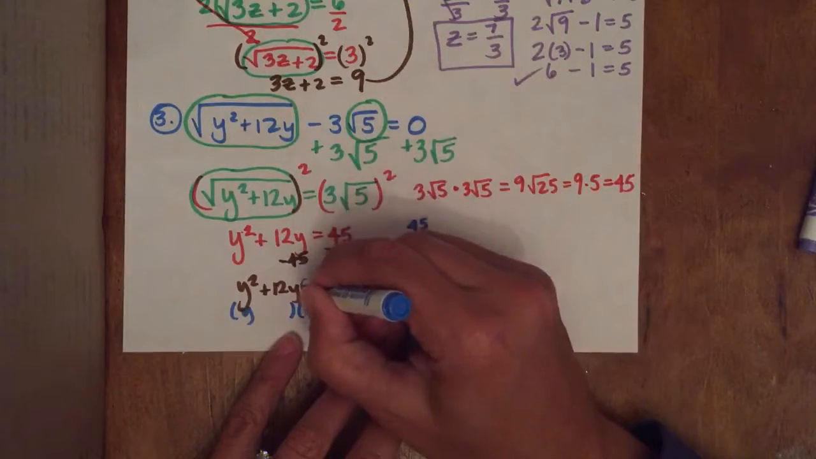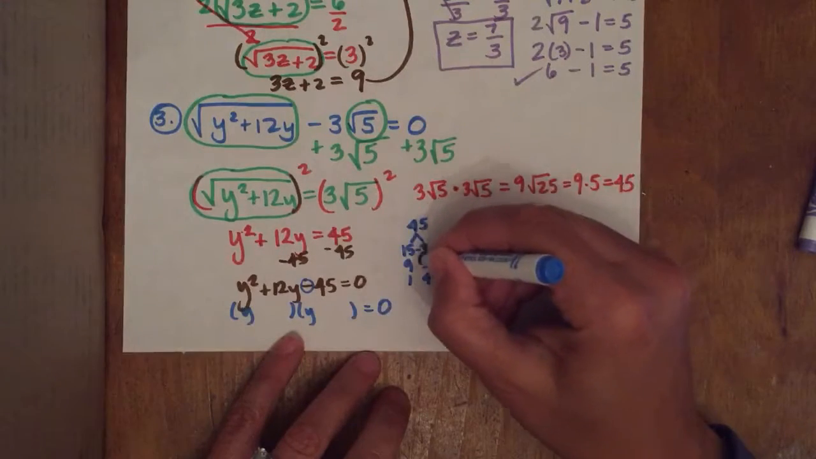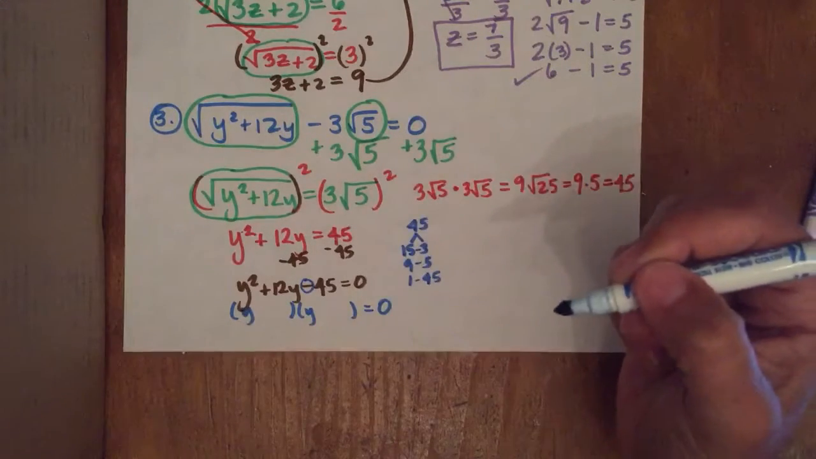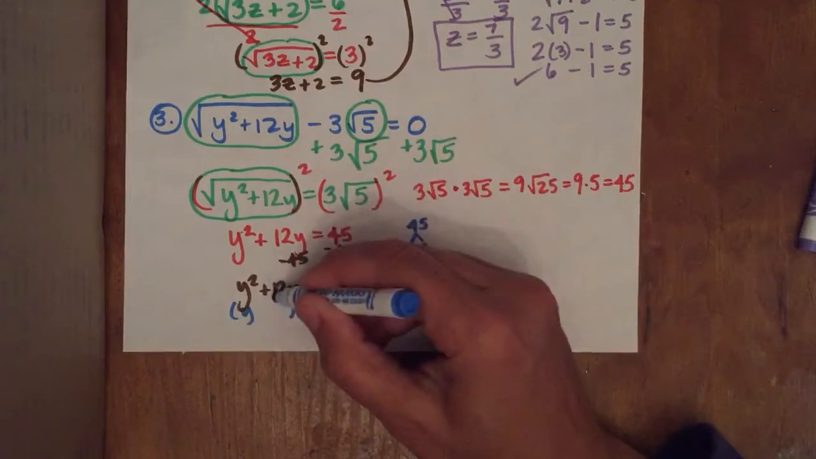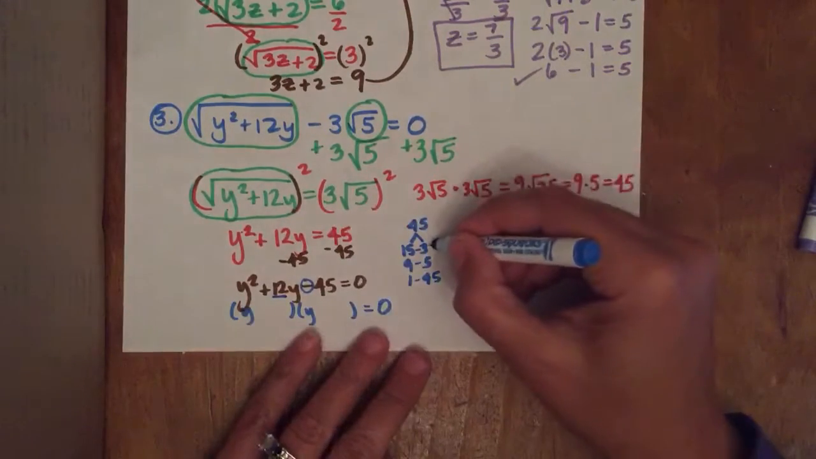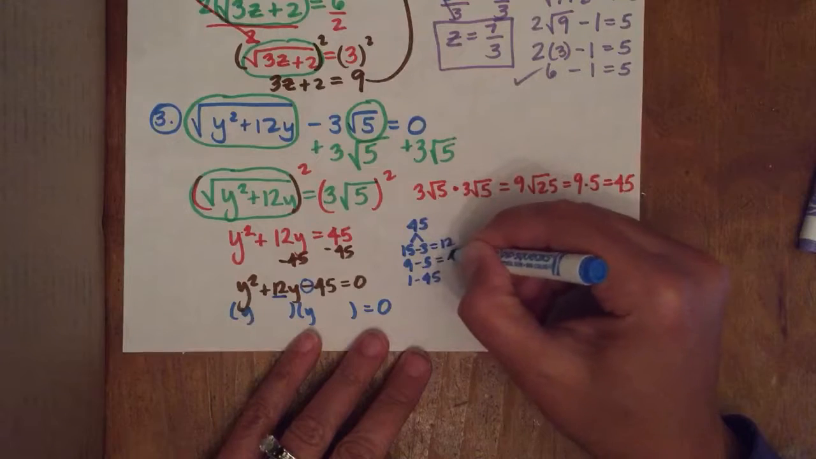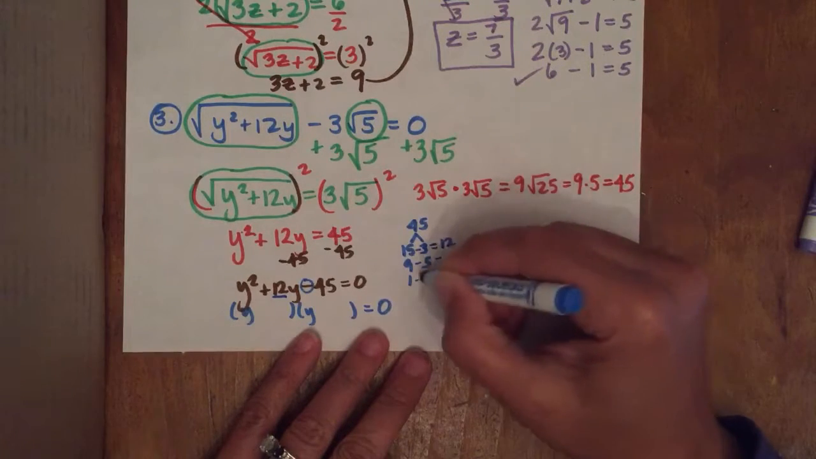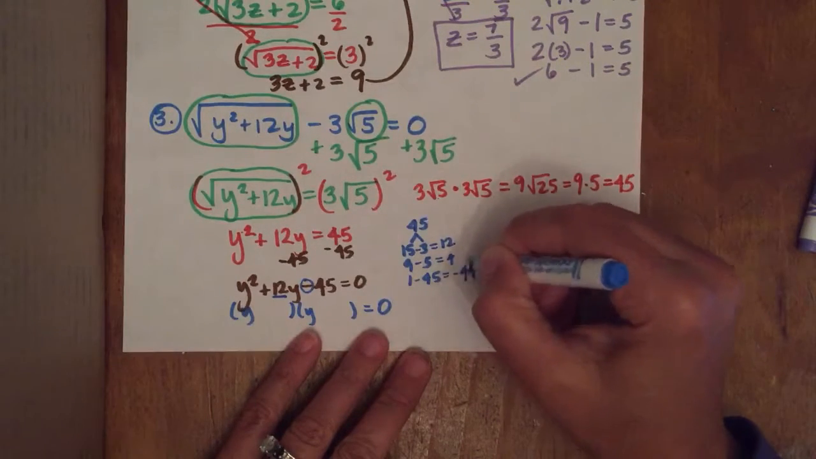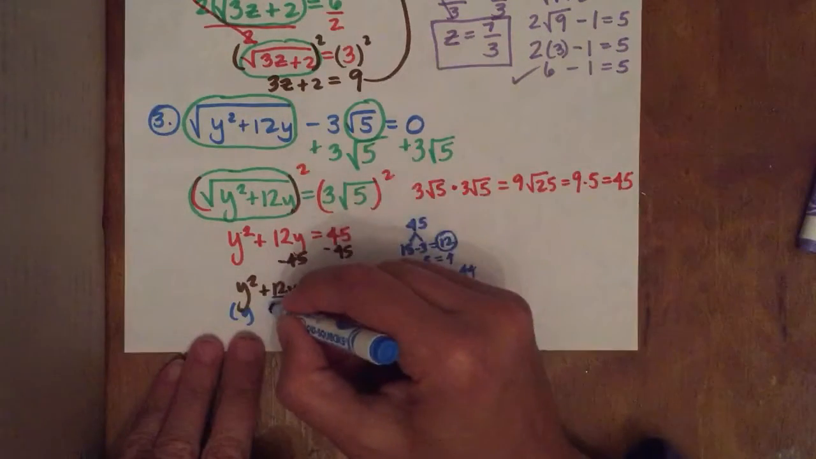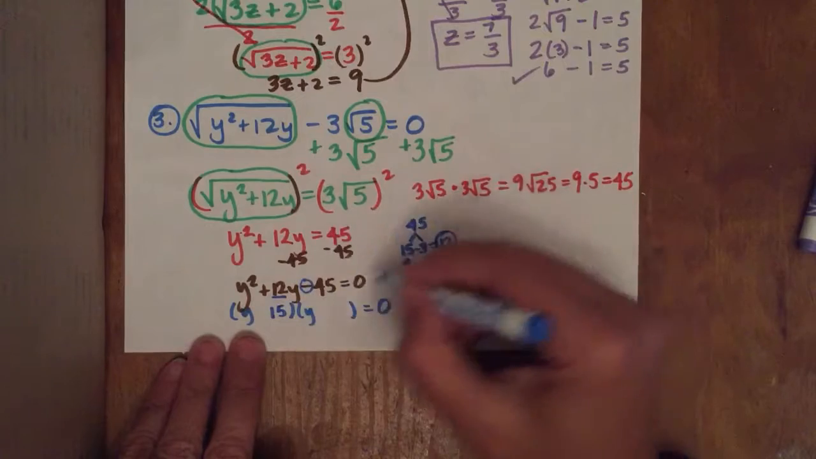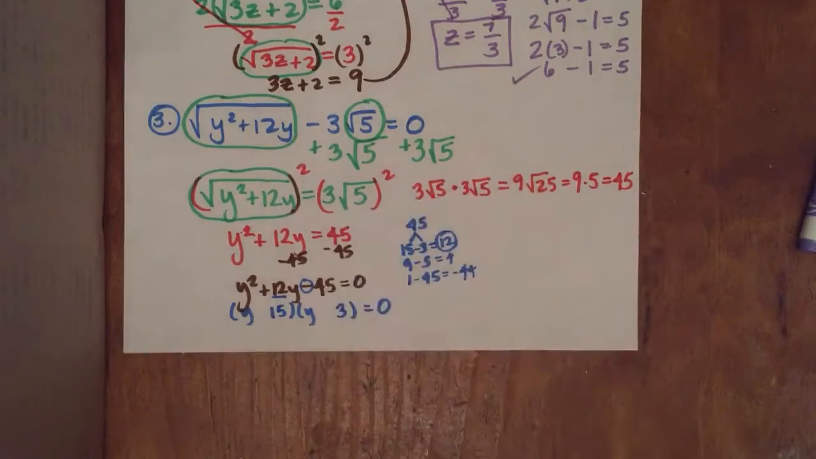Remember, since my c value is negative, I'm looking for the difference. I'm looking for two factors that will give me a difference of my b term, which is 12. And when I do all the subtractions here, probably should put that one up top, I get 12 here. So I know my two factors are going to be 15 and 3. So the question is, where do the signs go?